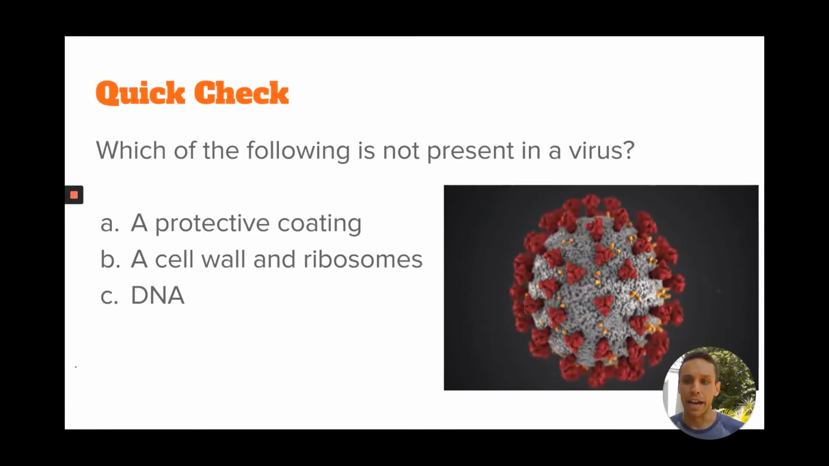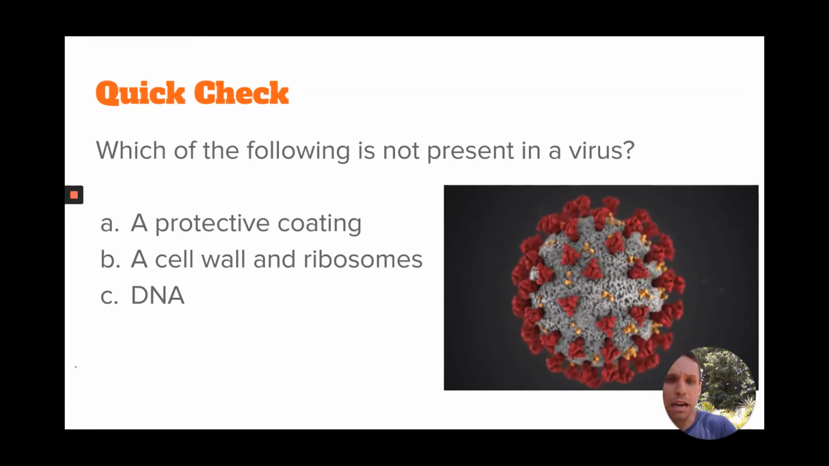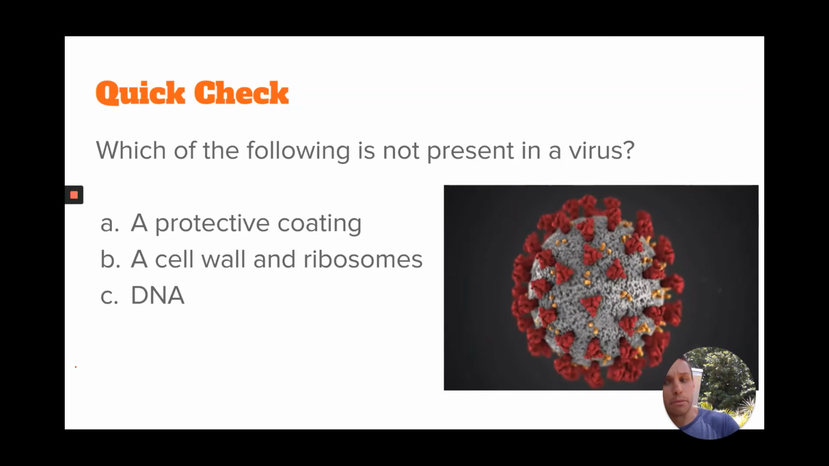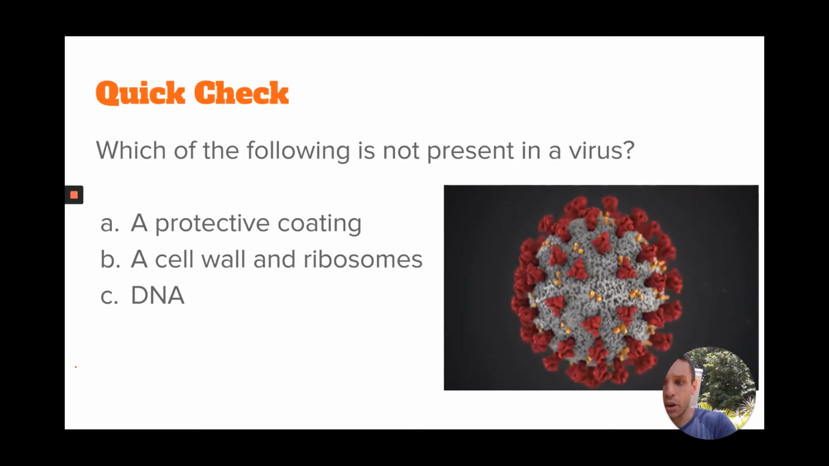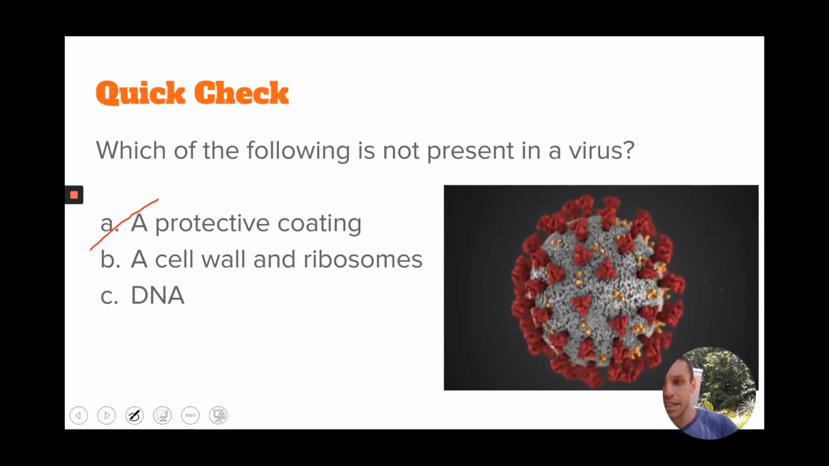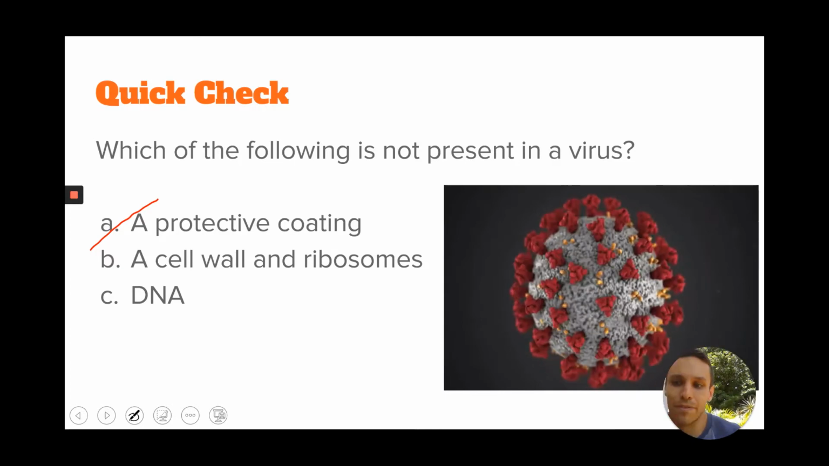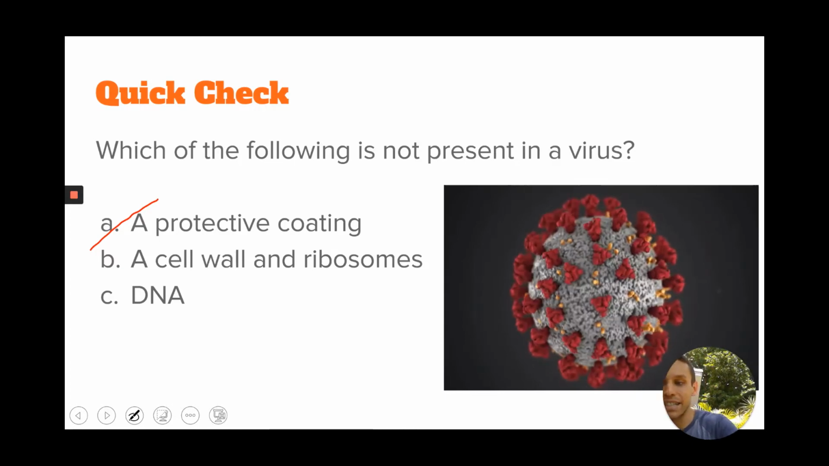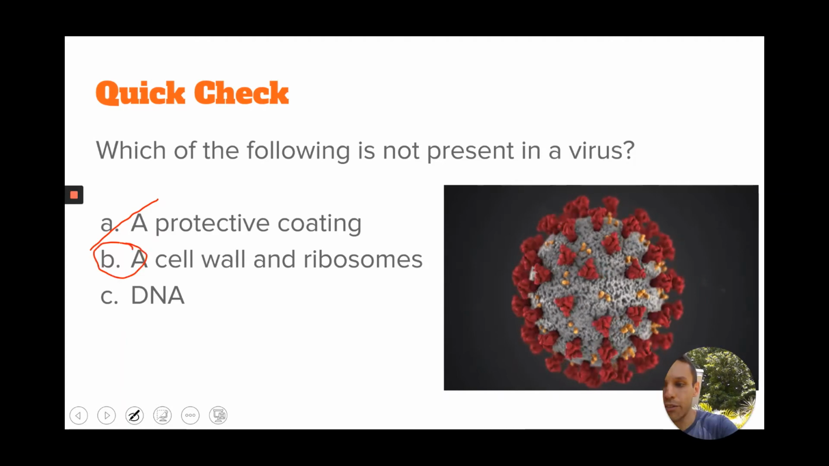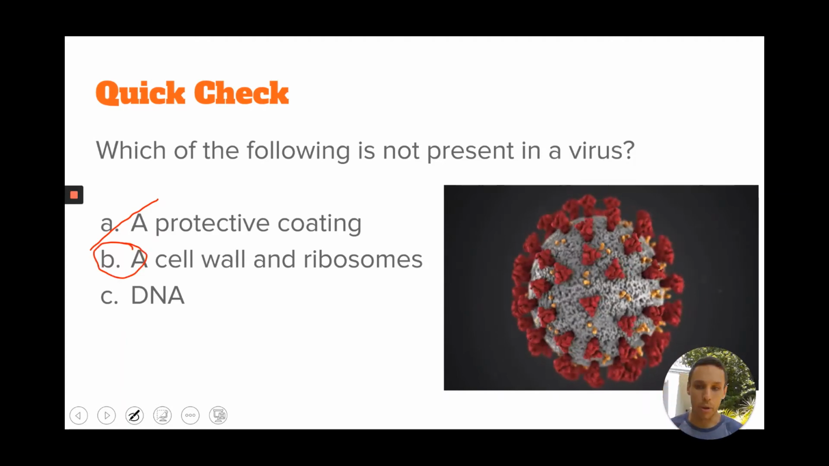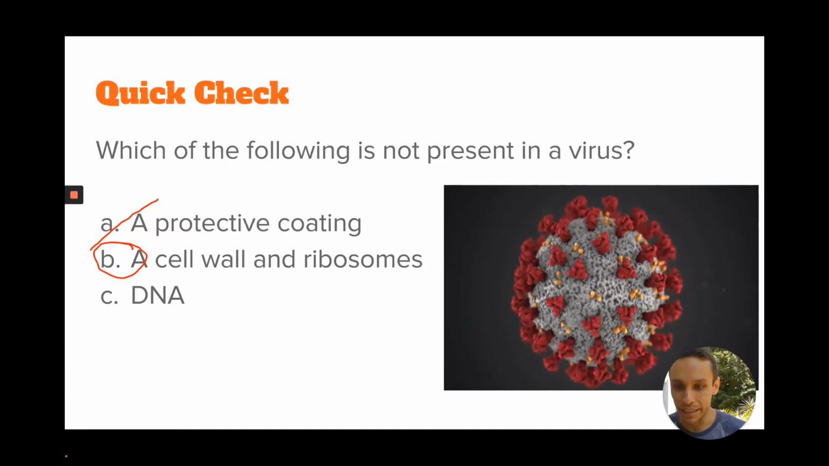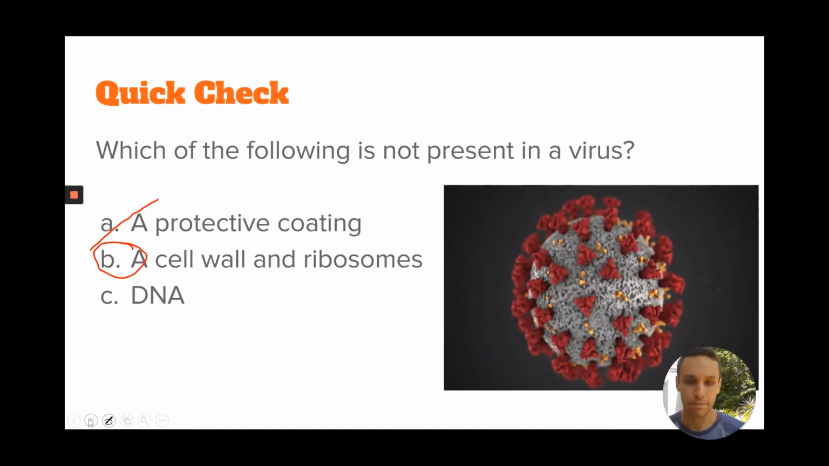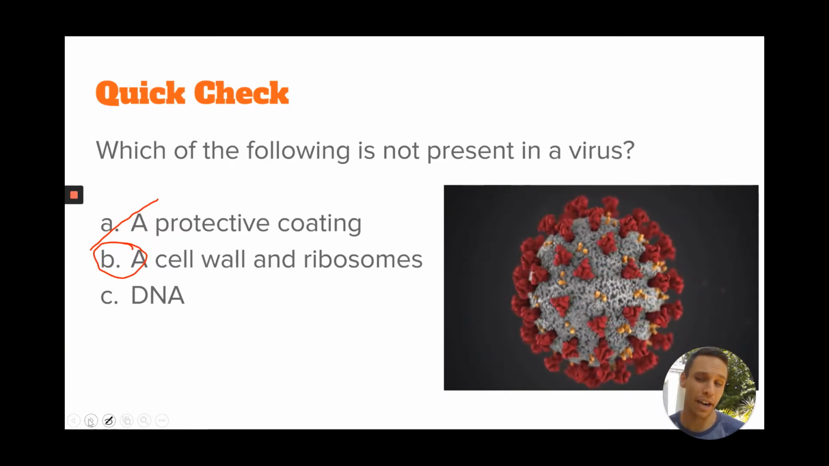All right, so which is not present in a virus? Well, if you looked at the picture of the virus, there is a protein coating, so that's a protective coating, so we're going to slash that one. A cell wall and ribosomes. I did not see those in the virus, and therefore, virus does not contain cell walls and ribosomes. That is bacteria, which is going to be important later on in this lesson to know that.